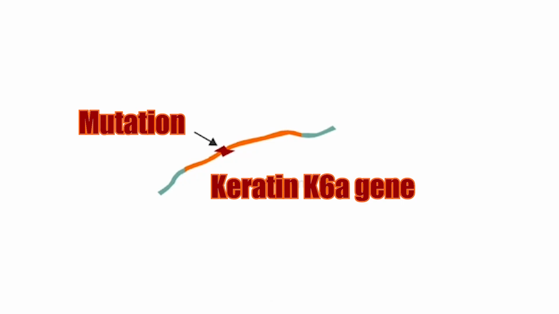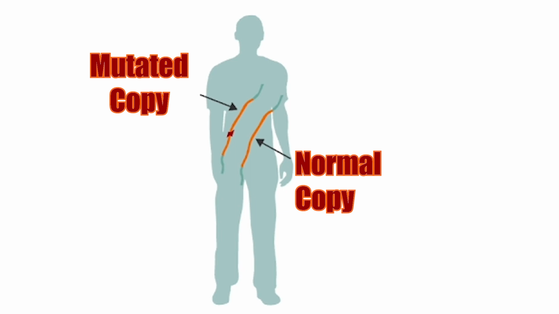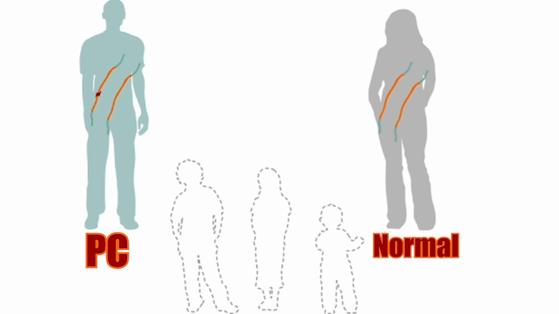A mutated keratin gene can pass from parent to child in the father's sperm, or the mother's egg. Let's look at a case where a father with PC has a mutation in the keratin K6A gene. He has 1 normal copy of the keratin K6A gene, and 1 copy with a mutation. The mutated copy causes PC. His wife does not have PC. She has 2 normal copies of the keratin K6A gene. Each parent will pass 1 copy of K6A to each child.